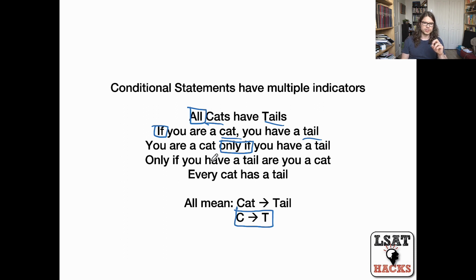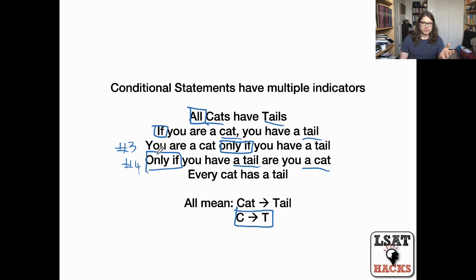It's also important to note that order doesn't matter. We want to go left to right when we're reading. So statement number 3 has the C in front of the T, so it matches what we're doing. Here though, in statement number 4, the order in English of the words is T, C. But because only if is the indicator, what comes after it is necessary. So tail is necessary and cat is sufficient.